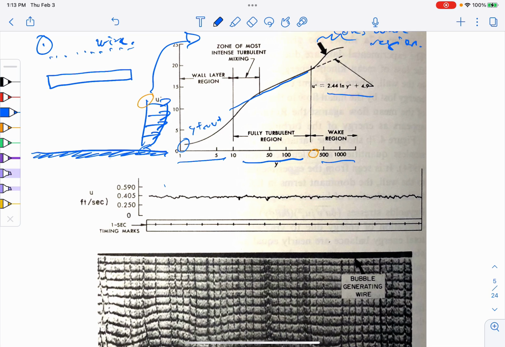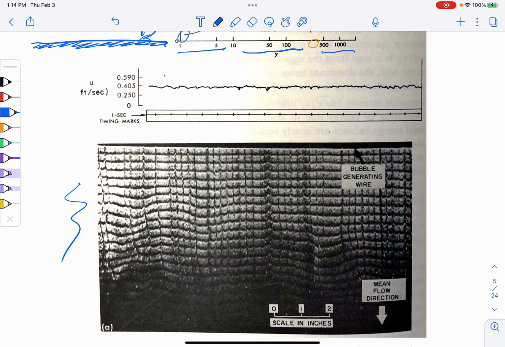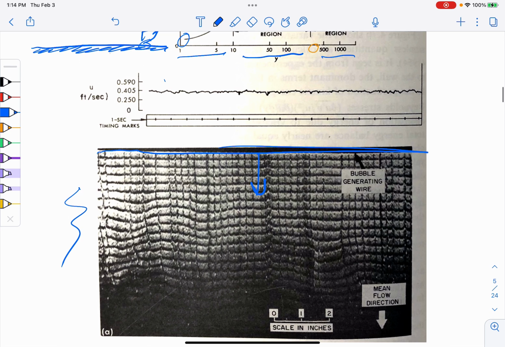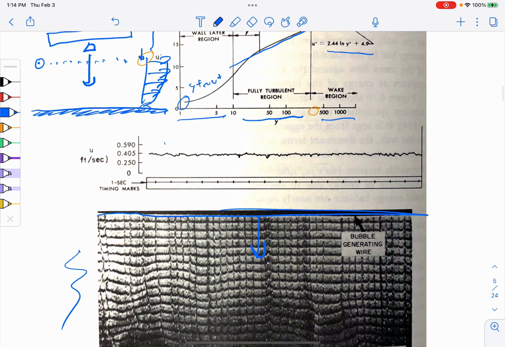Anyway, he puts this wire here, and if you're looking in this direction, it'd be right here into the board. So you're looking into the paper from this viewpoint, and the little bubbles come off. Then he put a camera like this that looks down, and he takes snapshots. That's what these pictures are. In this case, here's the wire, and the flow is going downstream. And in these 4 images, he also had a hot wire, located downstream at about this location.